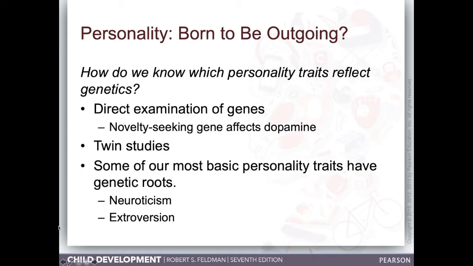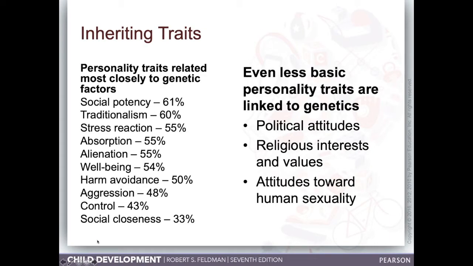How do we know which personality traits reflect genetics? Inheriting traits. Personality traits related most closely to genetic factors, so your social potency all the way down to your social closeness. You can see the percentage gets lower with each of those factors. And even less basic personality traits are linked to genetics, so political attitudes, religious interests and values, those kinds of learned behaviors along the way, things you're able to make your own, shaping your own ideas based off of your education and knowledge.